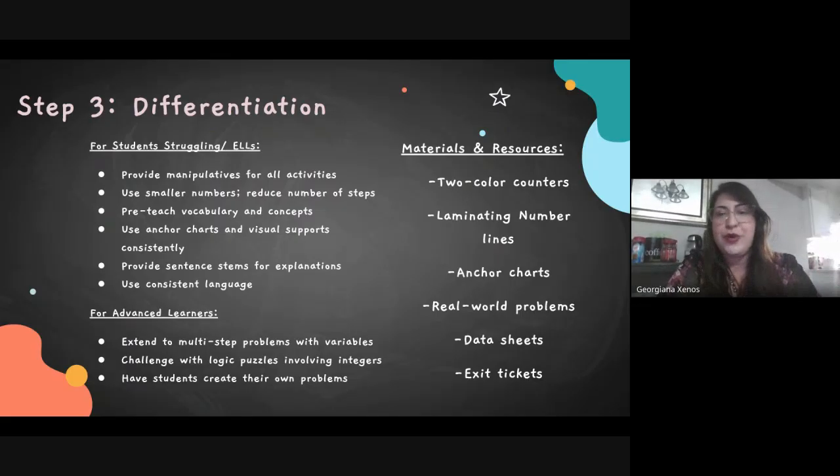So we would need 2 color counters. Laminated number lines are wonderful, especially for visual students and kinesthetic students. Being able to actually move the marker and move the place on the number line is incredibly effective. Anchor charts, of course, real world problems, any kind of data sheets, or even exit tickets that you may want to use.